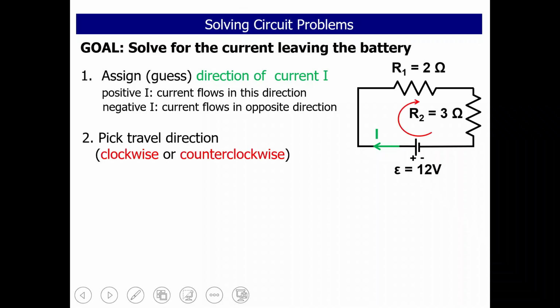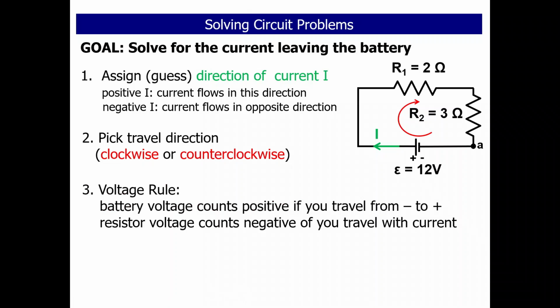Then the next thing we do is we pick a travel direction for our loop. It can go either clockwise or counterclockwise along this loop, but remember, the best rule, I guess you could say, is that you want your travel direction to be in the direction of current in as many loops as you can. So in this case, we have only one loop, so we're going to go clockwise around this loop because that's the direction that we're assuming current is flowing.